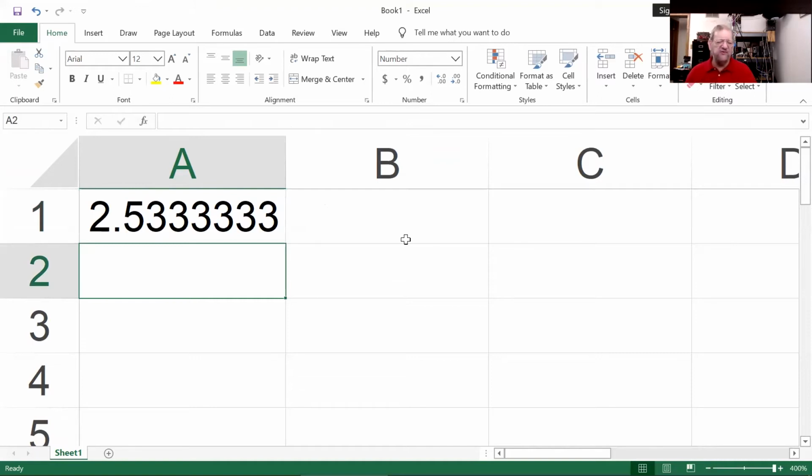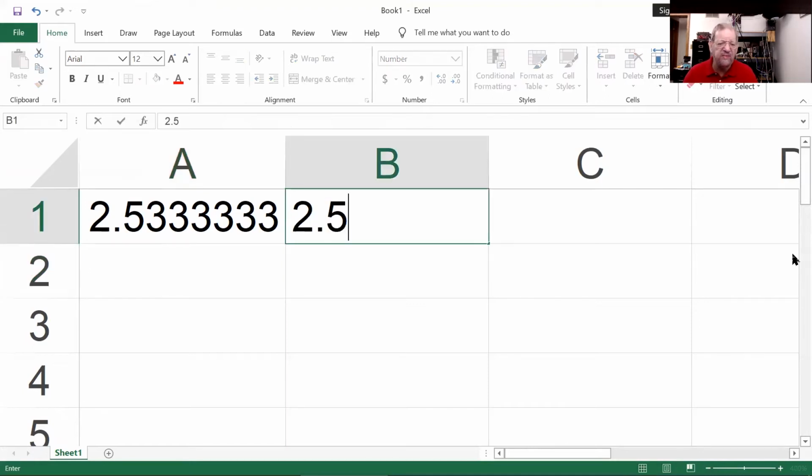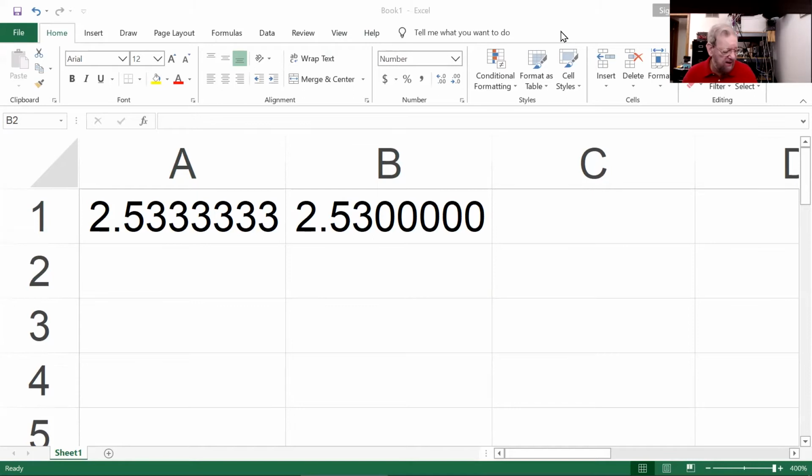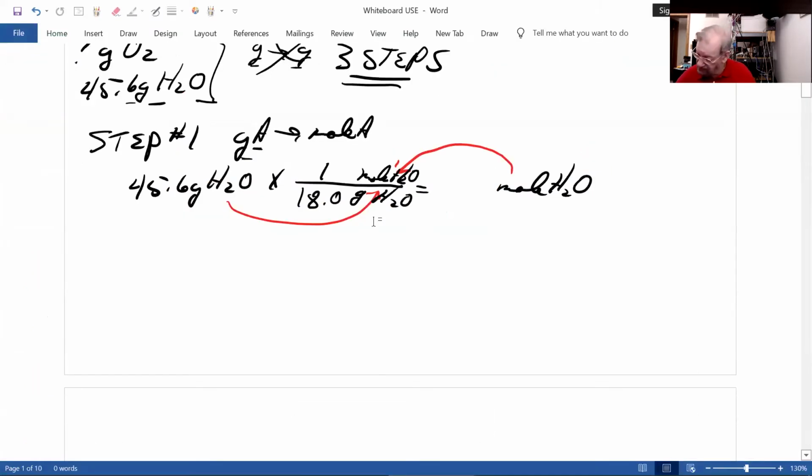Now, as I mentioned before, there's two philosophies of rounding off on a multi-step problem like this. One is wait till the end. The other is each step. I'm an each step person. And here's what we get. Now we come over here. We have 2.53 moles. And now, are we done?